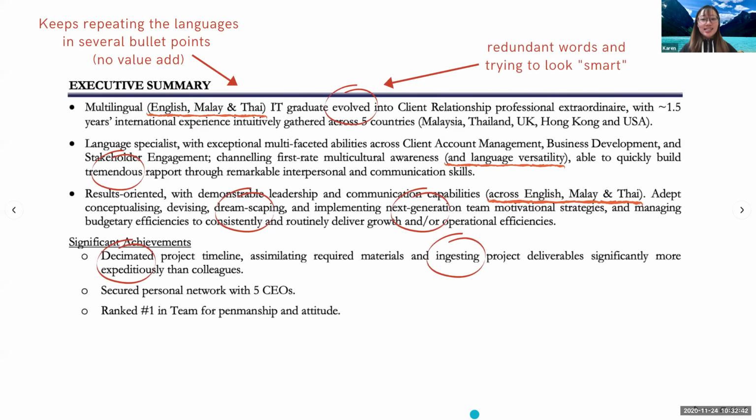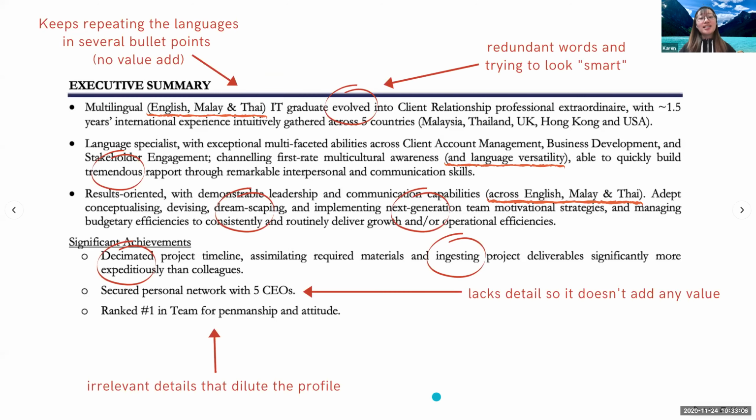The second mistake is that they've used redundant and overcomplicated words to try and look smart. So some examples of this would be evolved, tremendous, dreamscaping, and next generation, which actually don't add any value, as you know. Again, remember that this is not an English story writing class. This kind of language just makes the profile harder to read and digest.